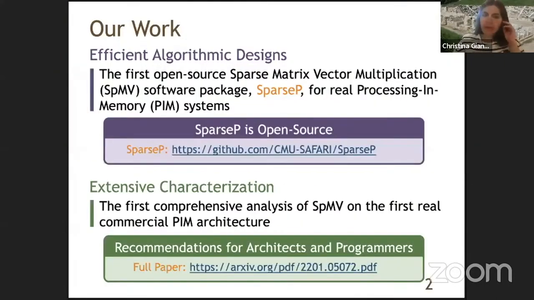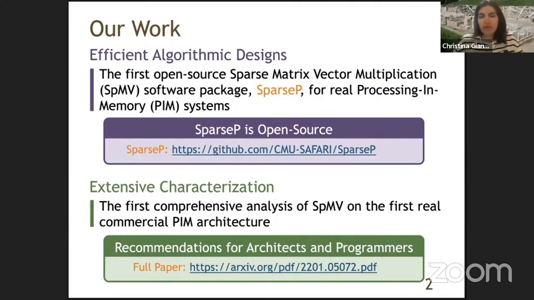In this work, we have designed the first sparse matrix vector multiplication software package for real processing in memory architectures, and we call it SparseP. SparseP is publicly available and open source in order to enable further research in the SpMV kernel and in future processing in memory systems. We also provide the first extensive study of the SpMV kernel on the first real-world and commercially available PIM system. This study leads to many recommendations for architects and software designers of PIM systems.